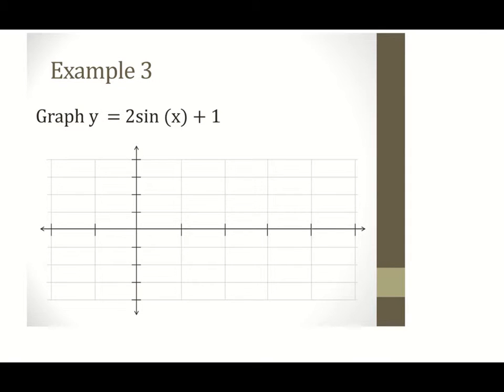All right, example number 3, we are graphing y equals 2 sine of x plus 1. So we've got two transformations going on here. First, we've got 2, so we are multiplying by 2. That's our amplitude. And then we have plus 1, so we're going to go up 1 from our original parent function.